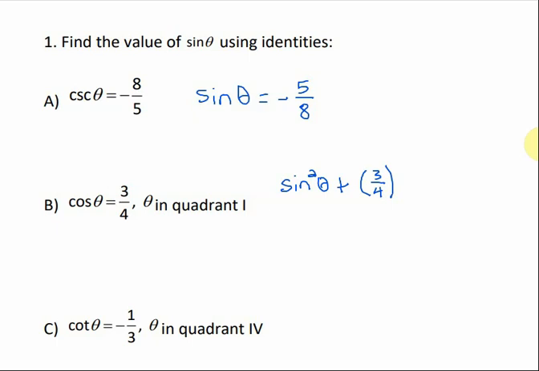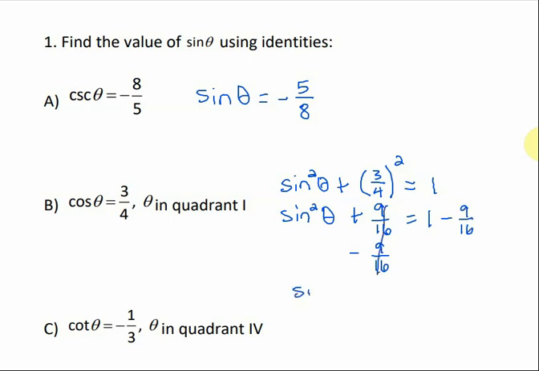So we plug in the 3/4 and we square it, because the Pythagorean identity says cosine squared theta plus sine squared theta equals 1. Now the only variable we have is sine, so we can solve for sine. So we have sine squared theta plus 9 over 16 equals 1. Then I'm going to subtract 9 over 16 from both sides.